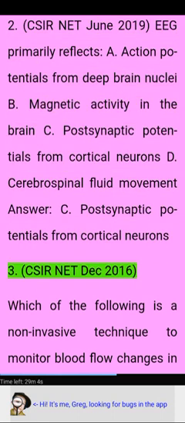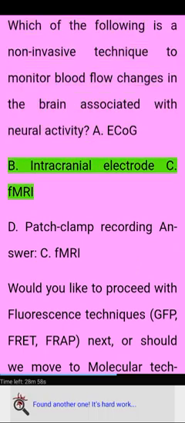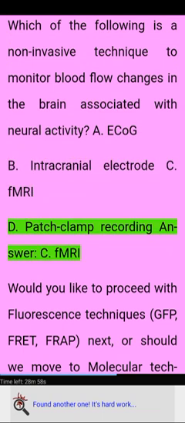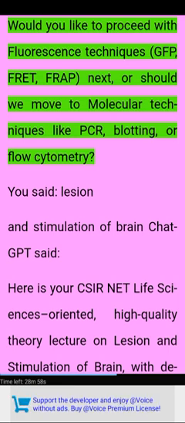3. CSIR NET December 2016. Which of the following is a non-invasive technique to monitor blood flow changes in the brain associated with neural activity? A. ECoG. B. Intracranial electrode. C. fMRI. D. Patch clamp recording. Answer: C. fMRI. Would you like to proceed with fluorescence techniques, GFP, FRET, FRAP next, or should we move to molecular techniques like PCR, blotting, or flow cytometry?